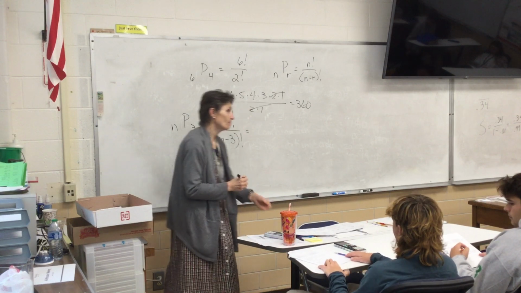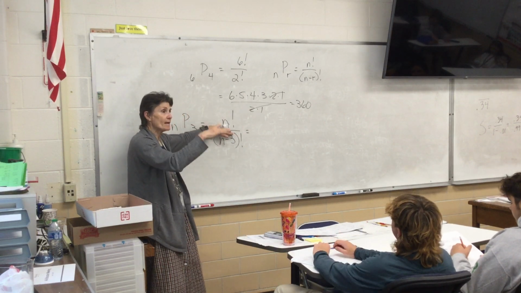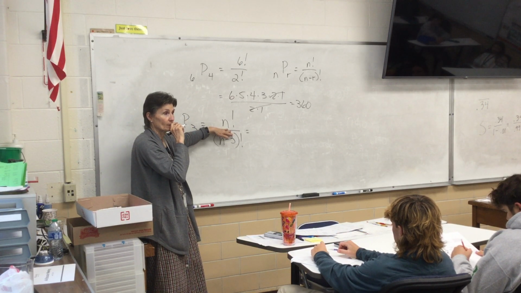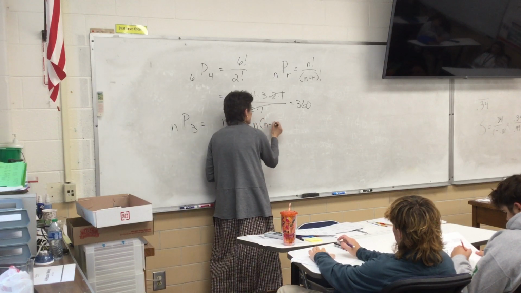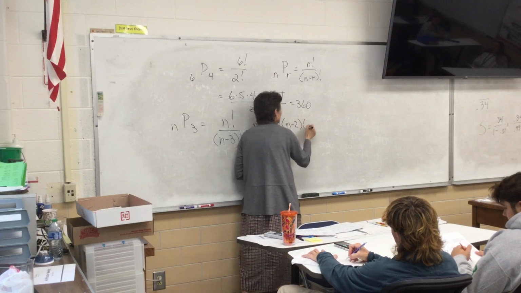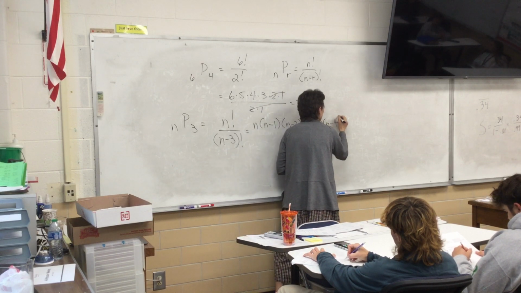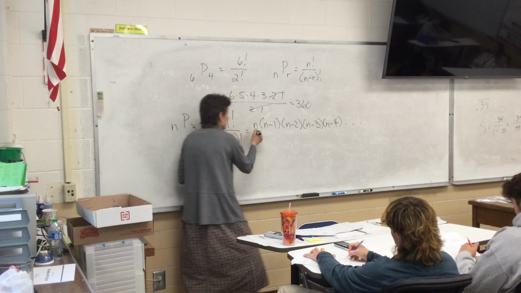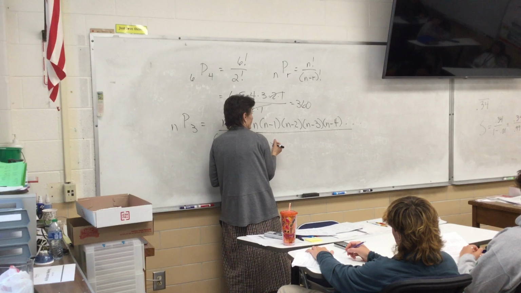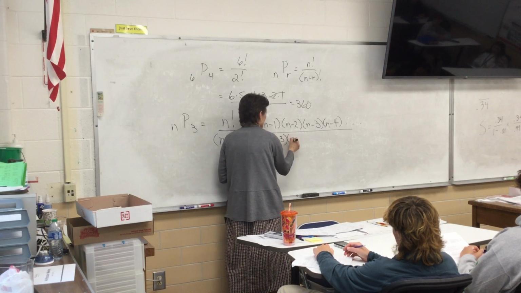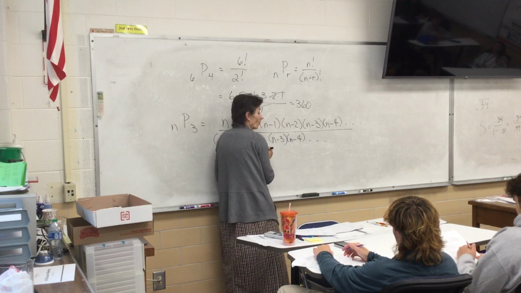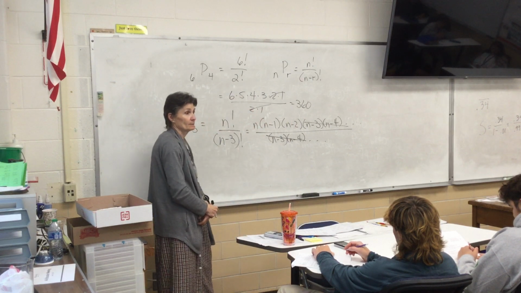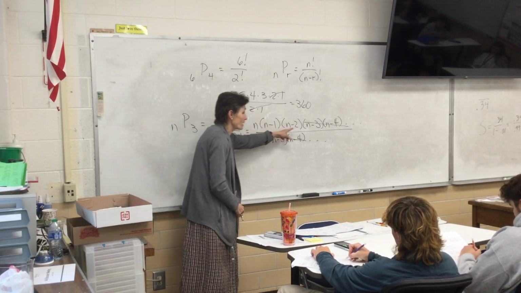Now, how does that simplify? Well, what does n factorial mean? n factorial. n times n minus 1, n minus 2, n minus 3, n minus 4, dot, dot, dot. Isn't that n factorial? So what is n minus 3 factorial? n minus 3, n minus 4, dot, dot, dot. Well, what happens? They all cancel out. Everything from here on is going to go away. And so your answer is right there.